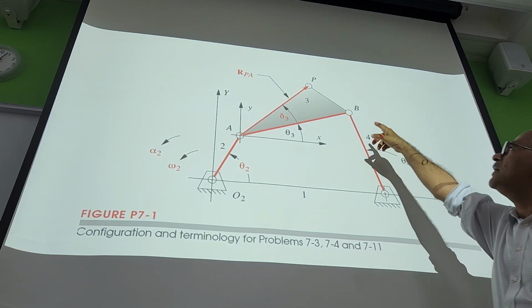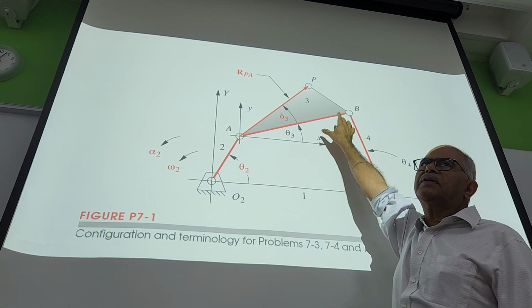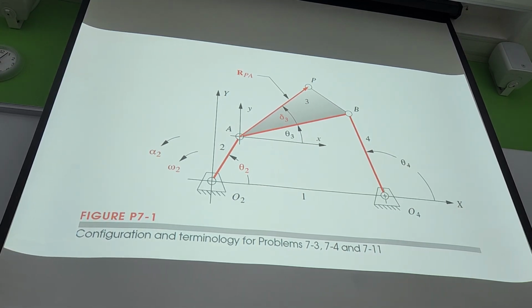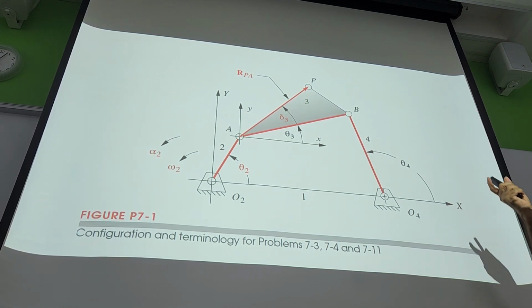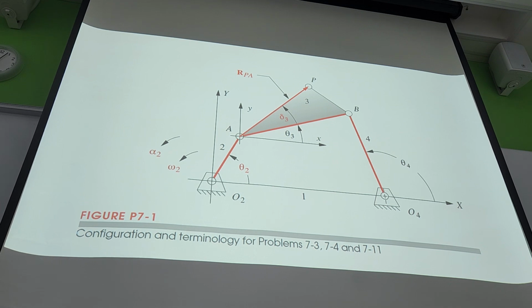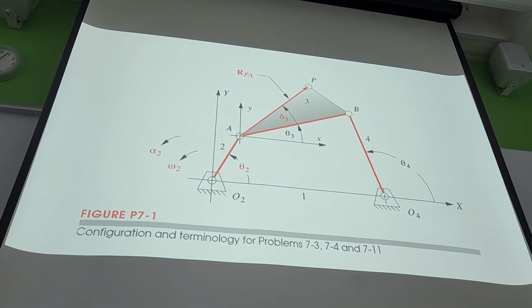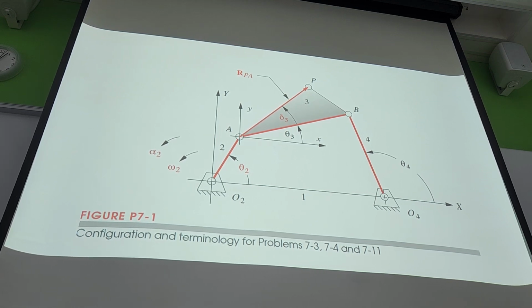And BA is this direction. So you know AB, right? So you just add 180 degrees and you will get BA. Otherwise, once you have the figure, you can just measure also. Okay, so this is how the acceleration polygons are drawn.